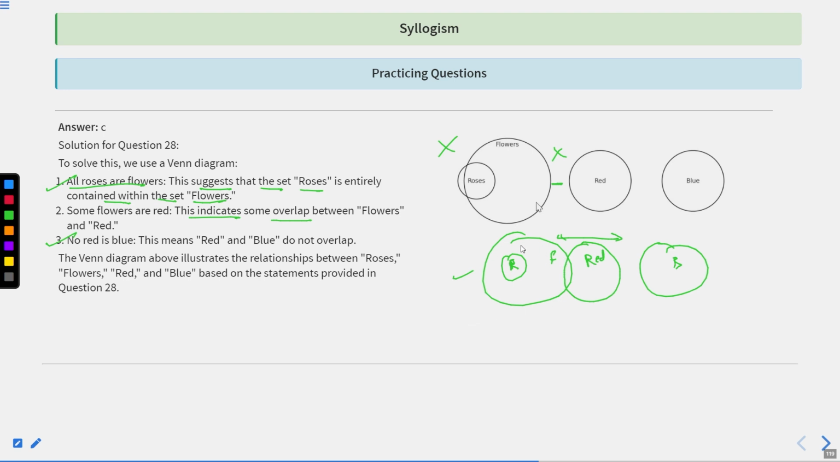Can we consider this particular statement, my dear students? Can we come to this particular inference, where we can say that all roses being red is a possibility? See, my dear students, as you can see from this Venn diagram, the flowers and red have been overlapped. All roses are flowers, which means that some flowers are roses.